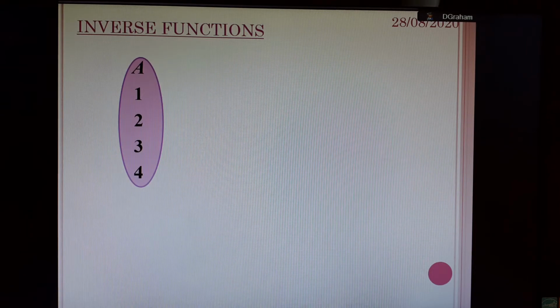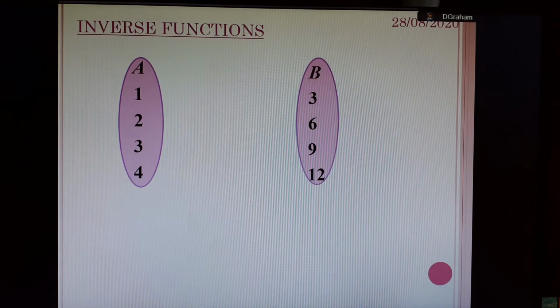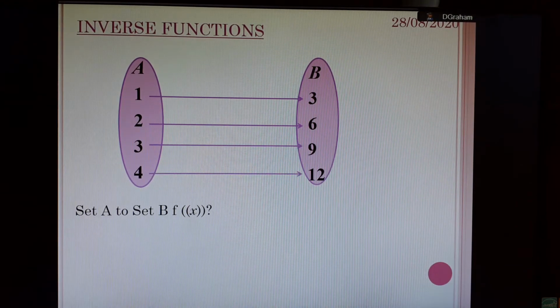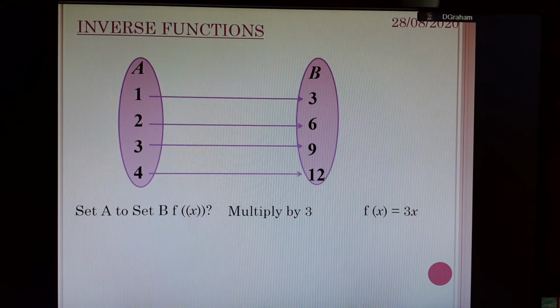So here we have elements in set A 1, 2, 3 and 4 and elements in set B 3, 6, 9 and 12. So from set A to set B, f of x is going to be what happens from set A to set B. Okay, so we can see that the 1 goes to the 3, the 2 goes to the 6, 3 goes to the 9, the 4 goes to the 12. That's quite a simple one, and that is a multiply by 3. So every element in set A goes to one and only one element in set B, and vice versa. So you could say that f of x is 3x.